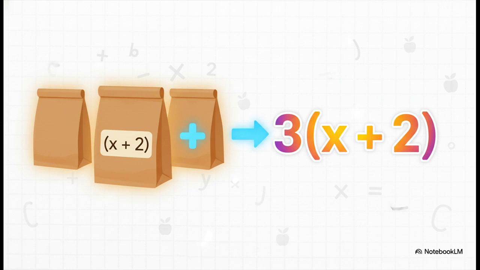So, if we translate that little story into math speak, it looks just like this. 3 times the quantity x plus 2. That number 3 on the outside, that's our multiplier. And trust me, it's about to have a big effect on everything happening inside those parentheses.